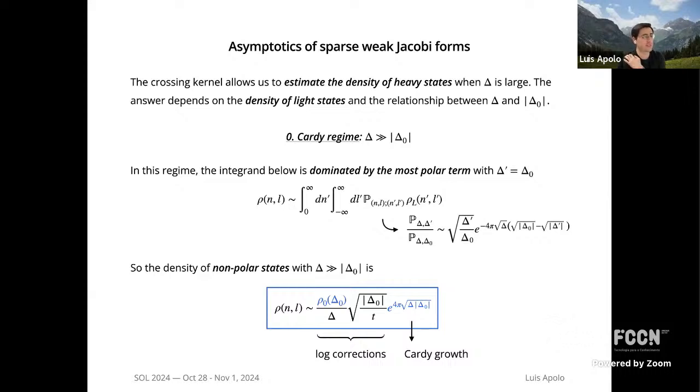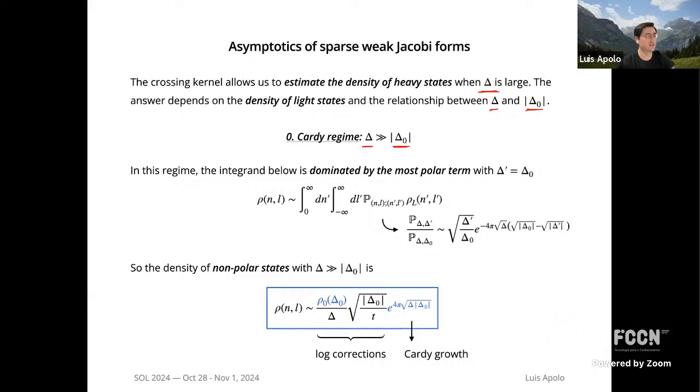So our goal is to estimate the density of heavy states when this parameter, the discriminant, which we can think of as the energy, is large. And the answer will depend on the density of light states and how these two variables are related to each other. The first case that I will consider is the Cardy regime in the context of weak Jacobi forms, where delta, the discriminant of the state whose density we're trying to estimate, is much greater than that of the most polar state or the ground state.